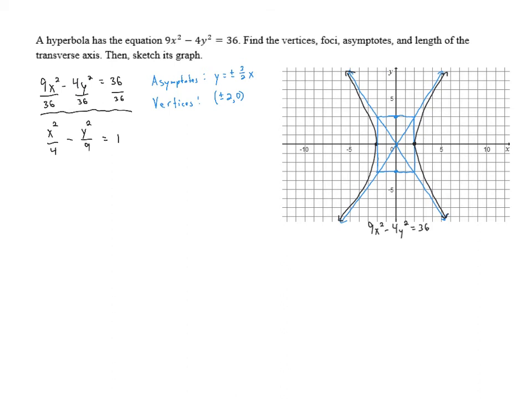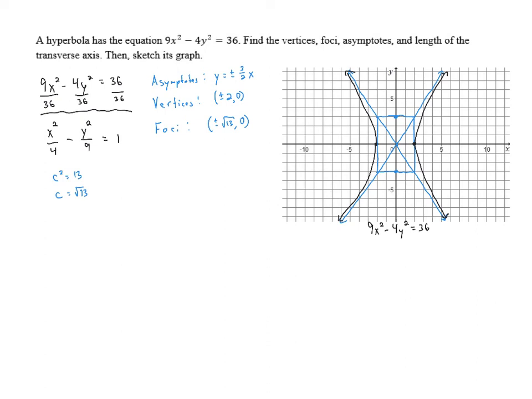Now for the foci, remember that those come from c. And to get c, we have to take a squared plus b squared. So in this case, that's 4 plus 9, which is 13. So c squared is 13, which means c is the square root of 13. And so the foci are at plus or minus root 13, 0.